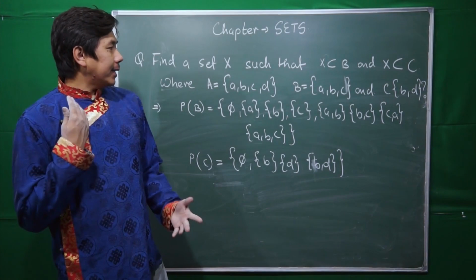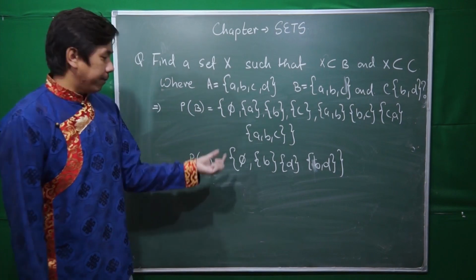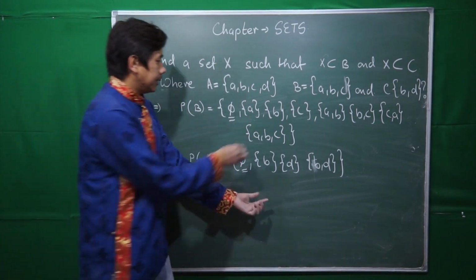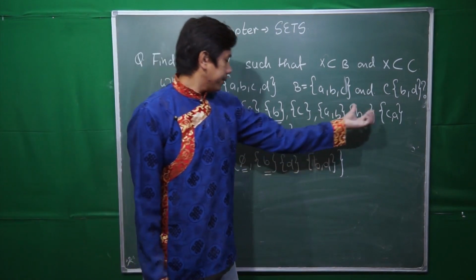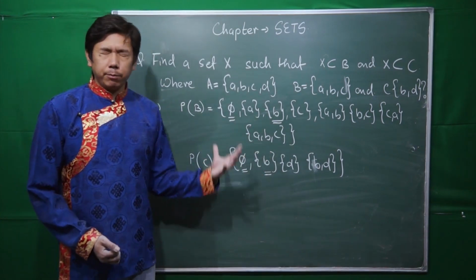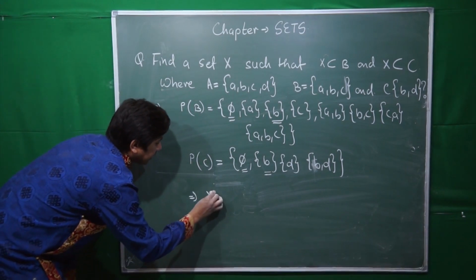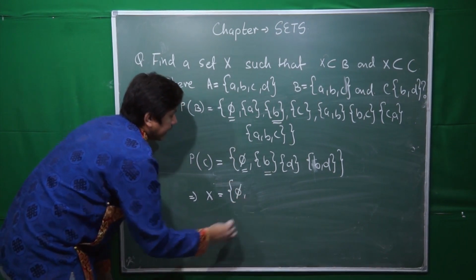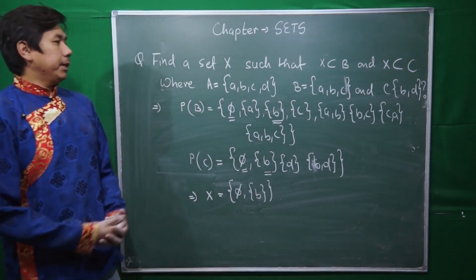Now this set X is a certain set whose elements correspond to B and C as well. So to find that set X, we need to find the power set of B and C and then compare them. Comparing them, what we have in common is the null set and set {b}. Anything else common? As we see, there's nothing else common. So these two are the only parts that are common in both the power sets of B and C. Therefore, we can write set X is equal to a set of the null set and the set containing b. So this should be the answer.